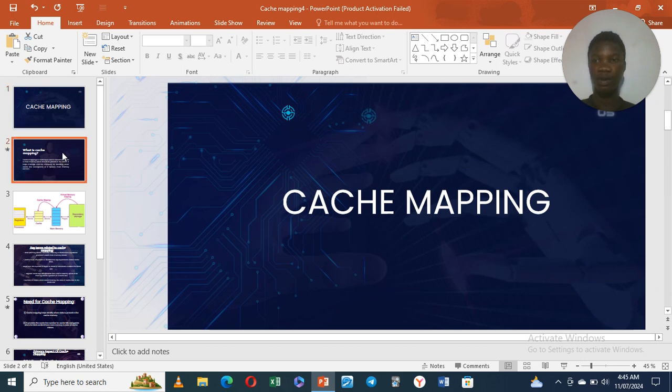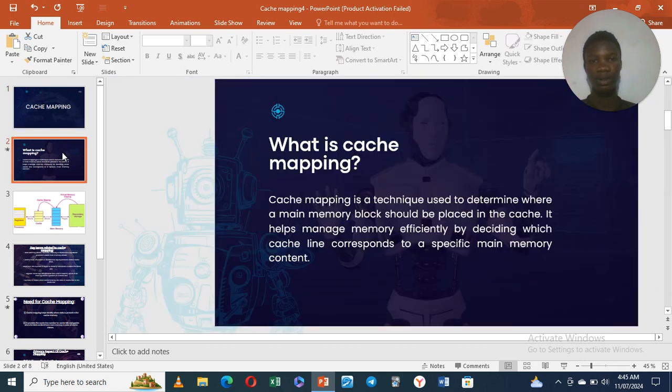First of all, we're going to talk about the definition of cache mapping. So what is cache mapping? Cache mapping is a technique used to determine where a main memory block should be placed in the cache. It helps manage memory efficiently by deciding which cache line corresponds to a specific main memory content.